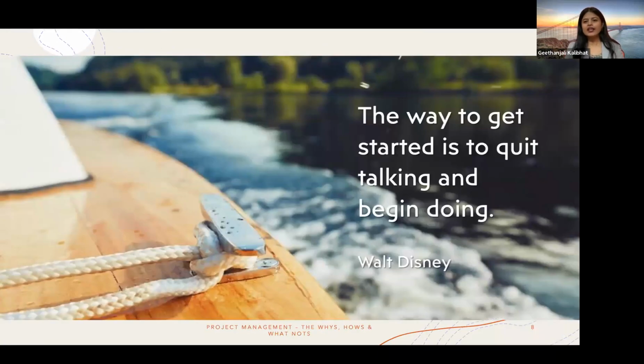I would leave you guys with this particular quote. I have talked enough. So the way to get started is to quit talking and to begin doing. This was an interesting quote by Walt Disney. He happens to be my favorite because I love cartoons myself a lot. I have not grown up from my childhood, I guess.